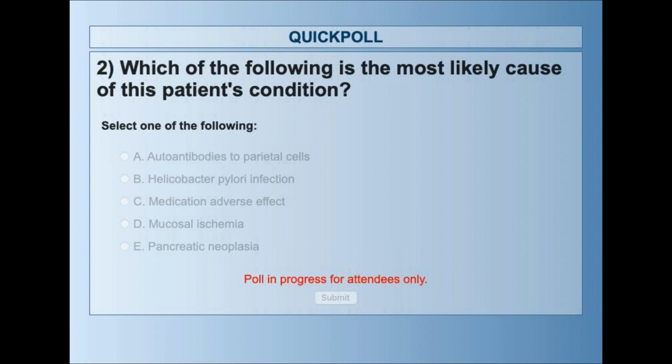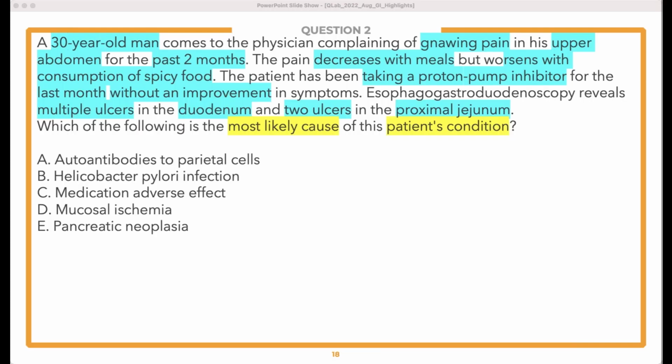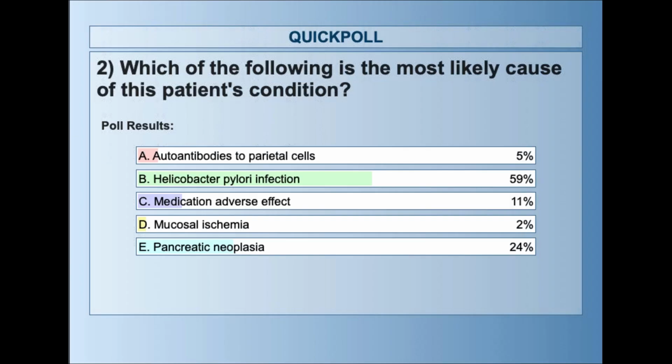Looks like we have a heavy favorite here. Okay, let's share the results. And so, yeah, almost getting close to 2/3 of you, 3/5 of you went with Helicobacter pylori infection. But about 25% of you went with pancreatic neoplasia. So let us see how we did.